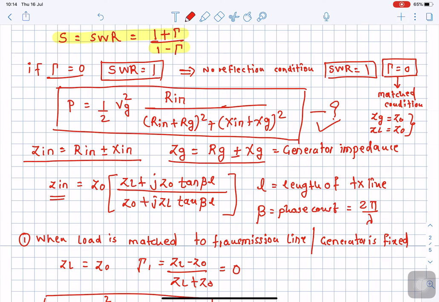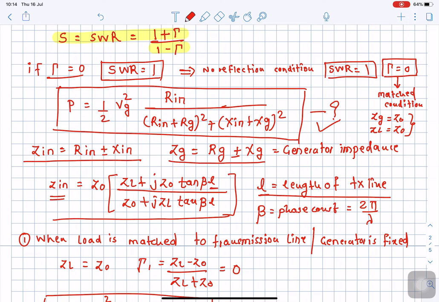By the basic theory of transmission lines, we know that the input impedance is given by this equation. Zin, in terms of the characteristic impedance of the transmission line, is equal to Z0 times (ZL plus j Z0 tan beta L) divided by (Z0 plus j ZL tan beta L). What is L over here? L is nothing but the length of the transmission line. This equation you already know from your third year.